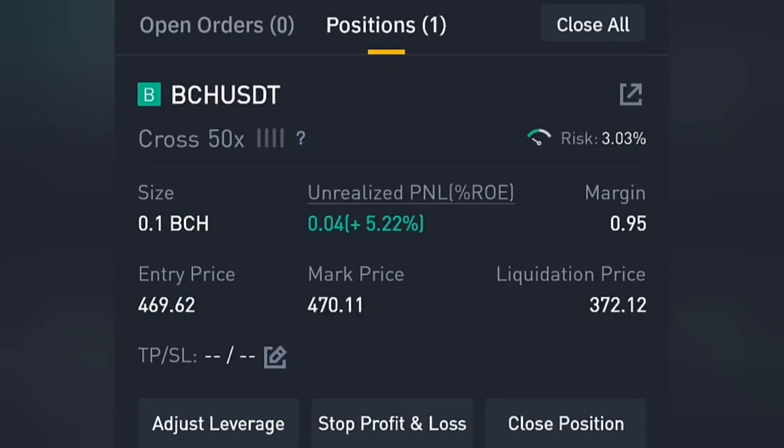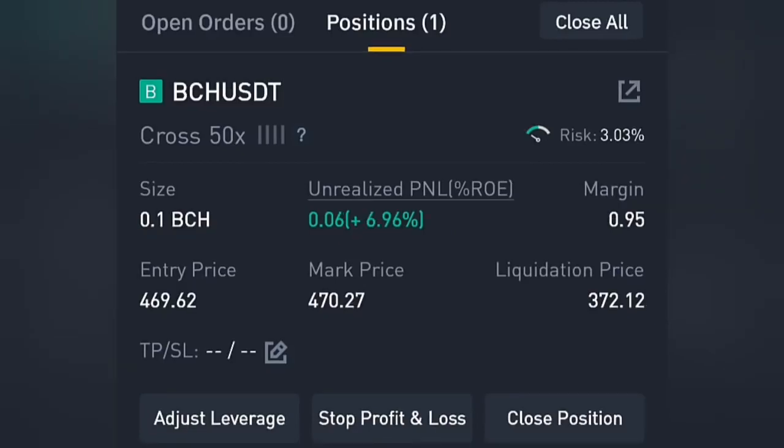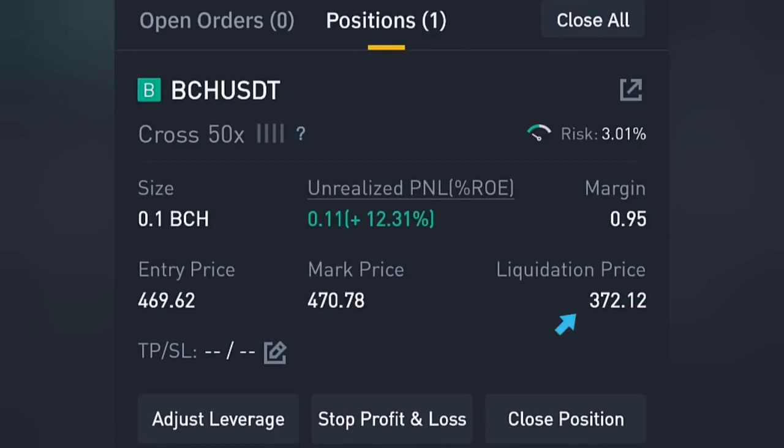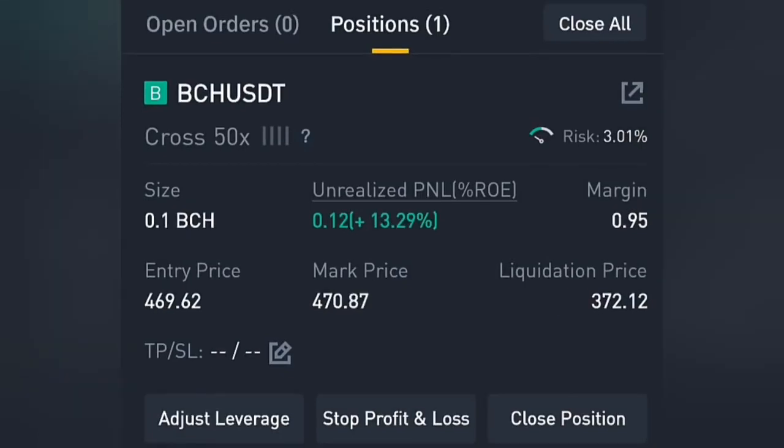The market hasn't even moved like that, but the return on equity is already up because I am using leverage. Right now I am on the 50x leverage. If you look at my liquidation price right there, you will notice that it is around 372.12. If the price of Bitcoin Cash decides to go down to 372.12, I would lose my money. Like I would lose everything.